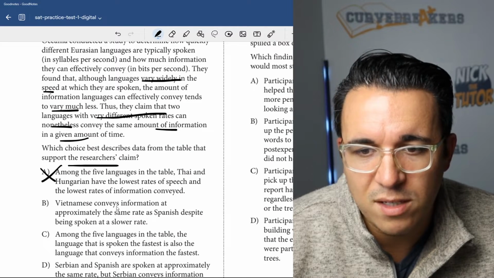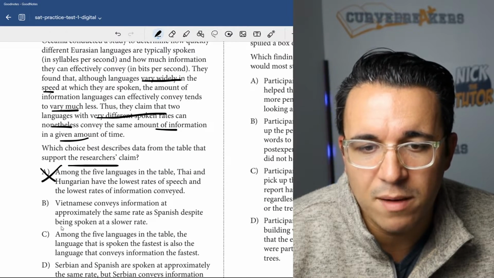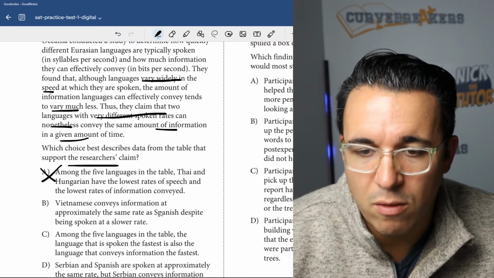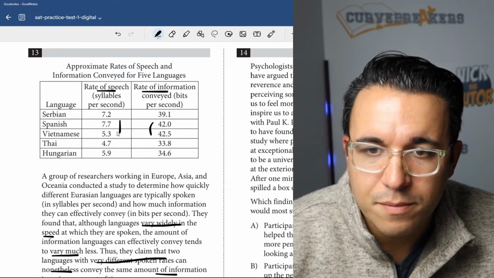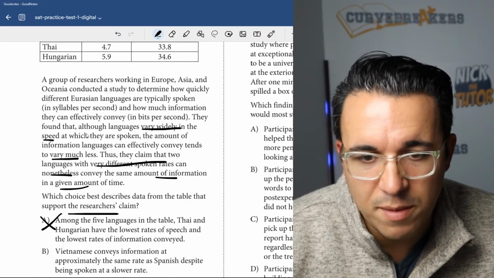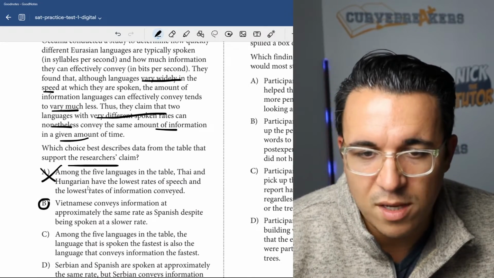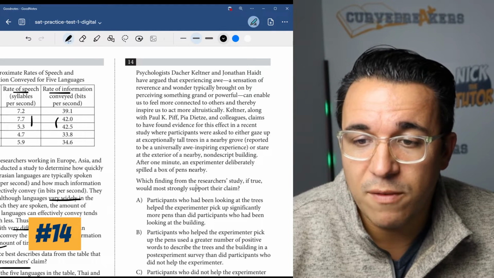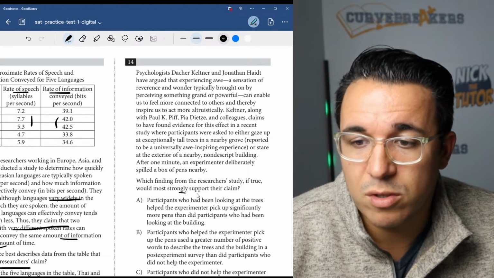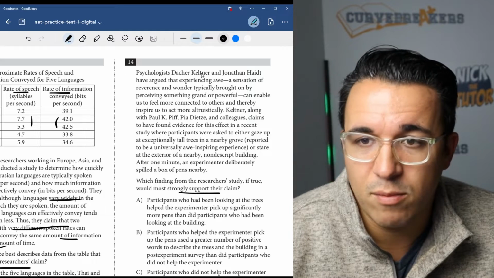B, "Vietnamese conveys information at approximately the same rate as Spanish, despite being spoken at a slower rate." Yeah, so that does look to be correct, so I'm going to go with choice B because it supports what they said. All right, let's take a look at number 14. Which finding from the researcher's study, if true, would most strongly support the claim? So we want a finding that supports their claim.